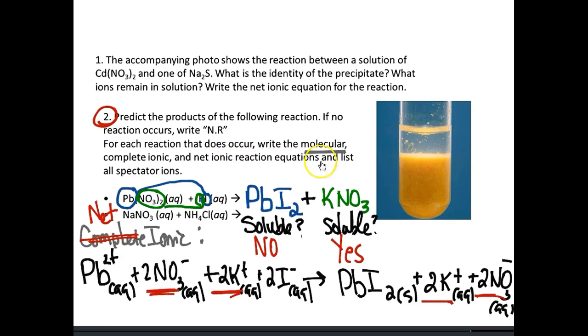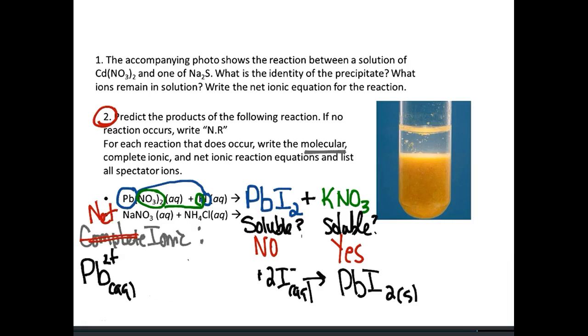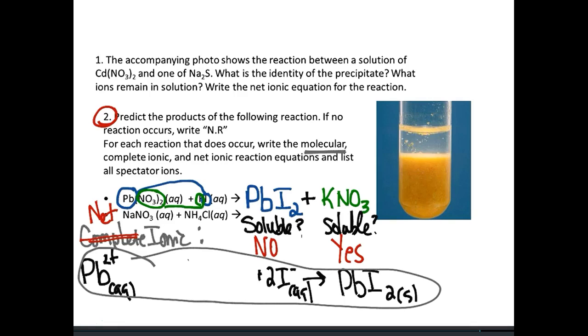So this part at the end where I wanted to list all spectator ions, I forgot to do that, but that would just be nitrate and potassium for this reaction. And for the net ionic equation, we're going to cross those spectator ions off. We're going to erase those. And now our net ionic equation here, I'm going to circle, is just lead 2 ion aqueous plus 2 iodide ions aqueous react to form lead 2 iodide solid.